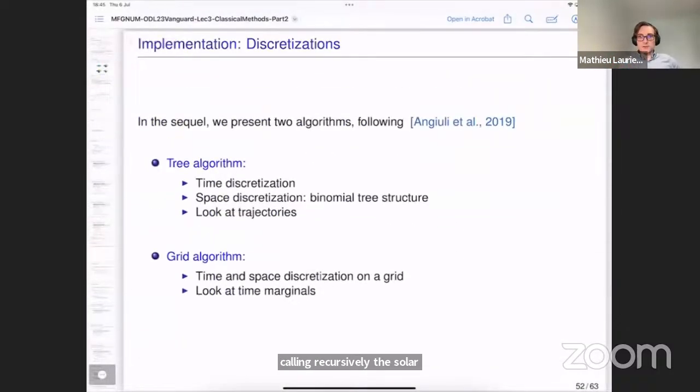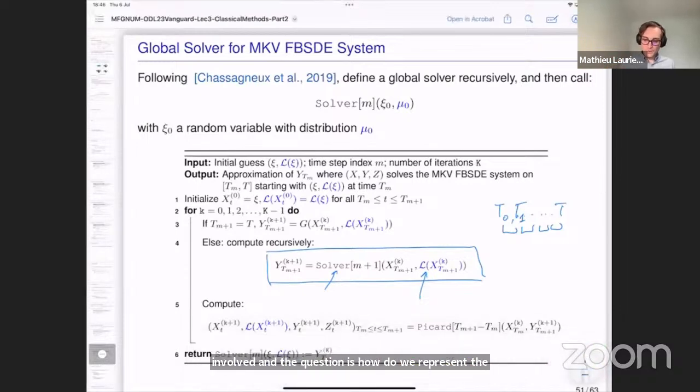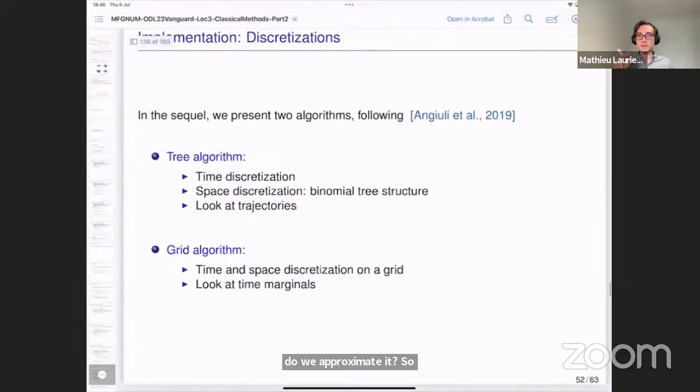Now, there is one thing that we need to discuss, which is how to implement this concretely, because we need to do something about space. In particular, you see here there is a law of X involved, and the question is how do we represent the law of X? If X takes continuous values in R, what is the law of X and how do we approximate it? One way can be to use a binary tree approximation, and then at each time step, you have a number of possible realizations of X, and you can compute the probabilities of these realizations. And another one is to use a grid.